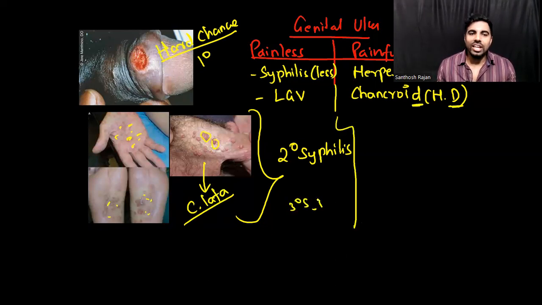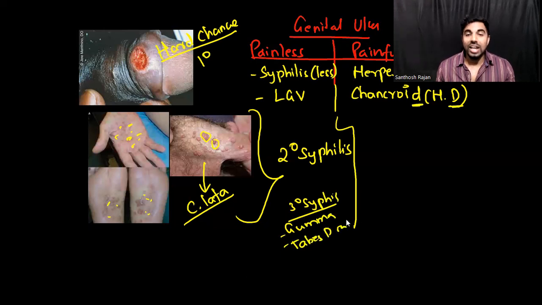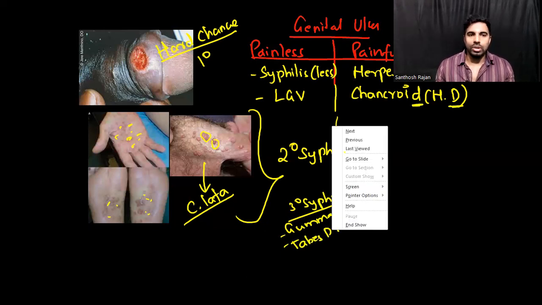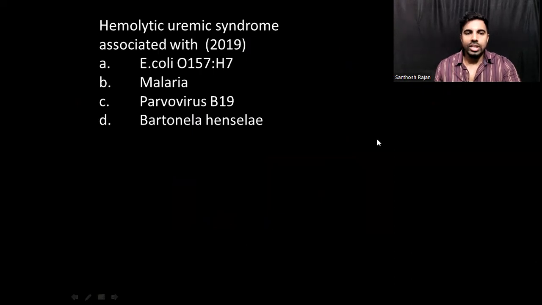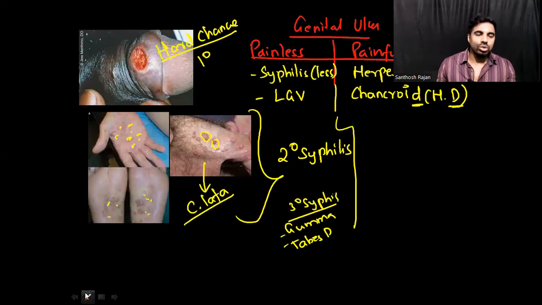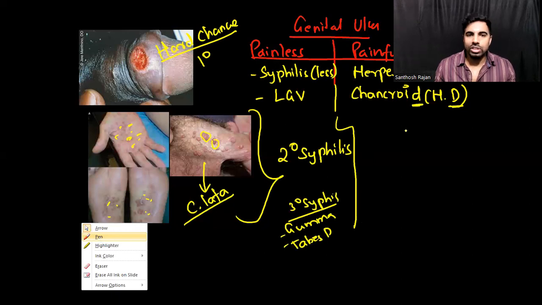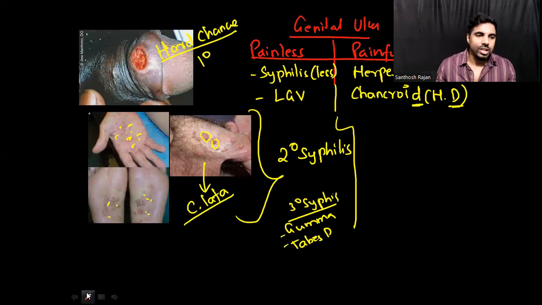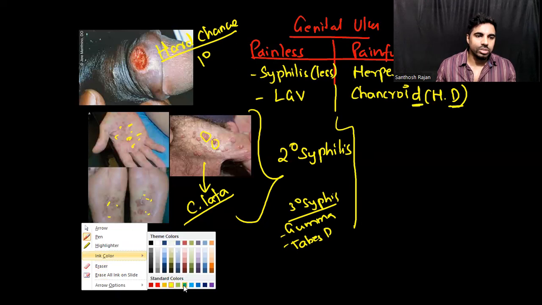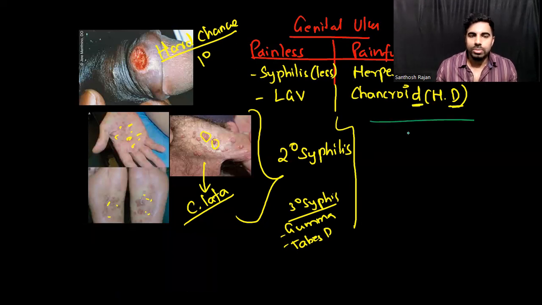What happens in tertiary syphilis? It's usually after years, and you usually have gumma and cardiac defects, like coarctation of the aorta and so on. And neurosyphilis, called tabes dorsalis. These are the common ones. Before that, we have started the diagnostic part. You should know there are two types of diagnosis for syphilis: non-treponemal and treponemal.